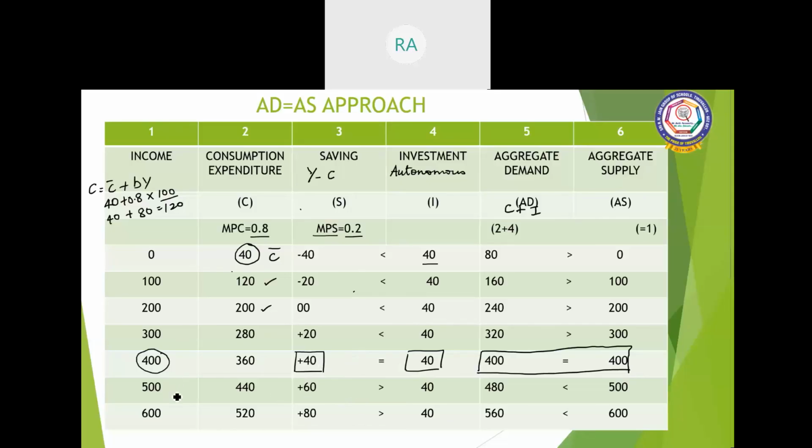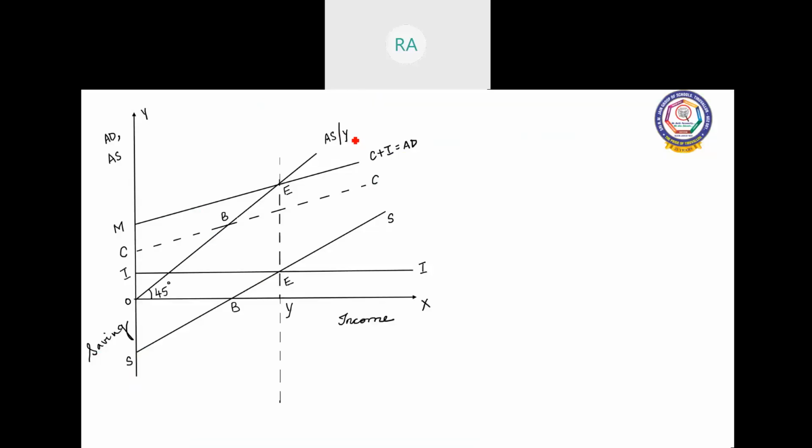Whereas at this level, 500 crores of income, you can see that the savings is greater, so it means the economy is not in equilibrium. And here when you compare AD and AS, you can find 500 crores is the income or the output or the aggregate supply, whereas the aggregate demand is 480. As AS is greater than AD, we say that this is not an equilibrium. Equilibrium national income implies a situation when AD is equal to AS or when S is equal to I.